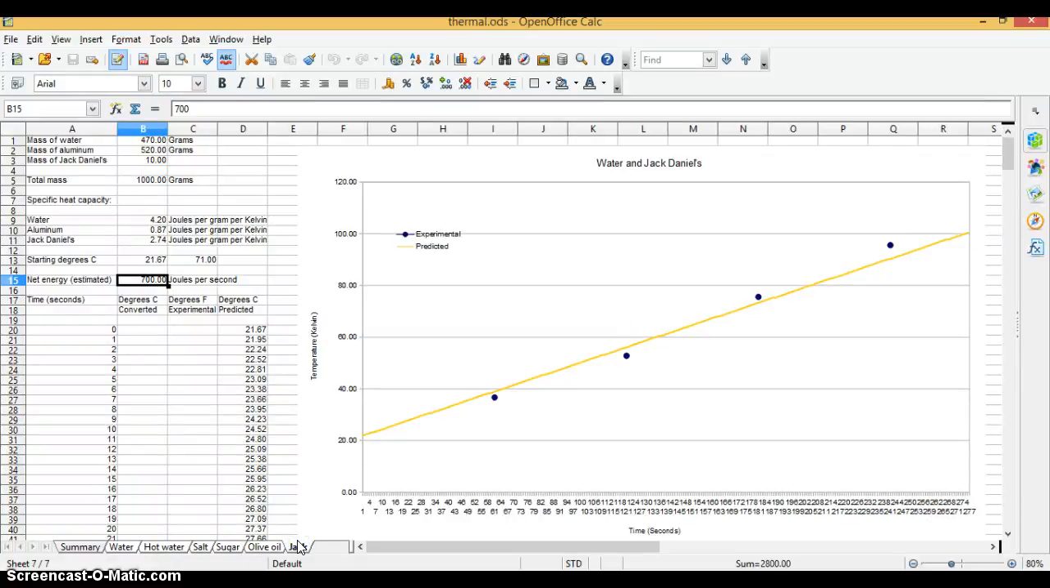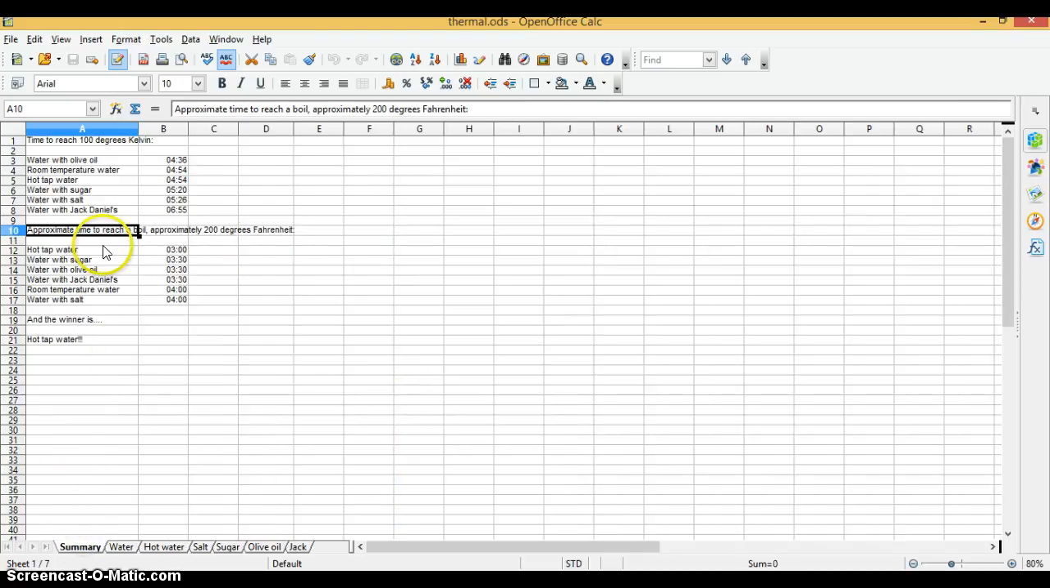I added 470 grams of water and 10 grams of Jack Daniels. The experimental results weren't all that interesting, but the calculations had to take into account the fact that Jack Daniels is 80 proof, so its specific heat capacity needed to be a weighted average of 40% ethanol and 60% water. So the big winner in the race to 100 degrees Kelvin was the olive oil mixture.